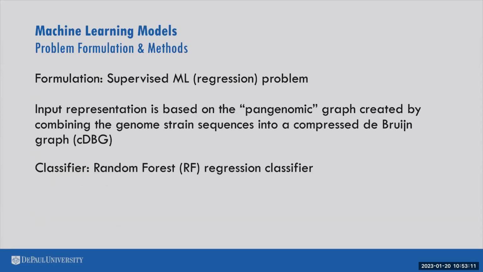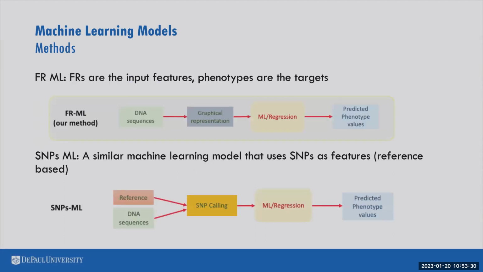So we identify these frequented regions, and we basically use them as features to do machine learning in order to predict the phenotype for all the genomes that we had in a population. One of the machine learning algorithms that we applied was random forest. We did a couple of experiments. One, using the frequented regions and feeding them into a machine learning method to predict phenotypes. And the other one is generating SNPs and then using the SNPs as features in a machine learning model to predict the phenotype, right?